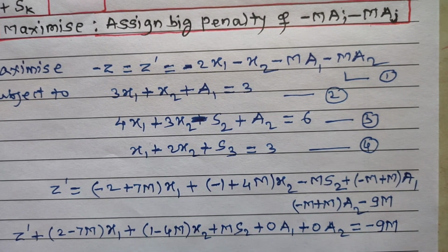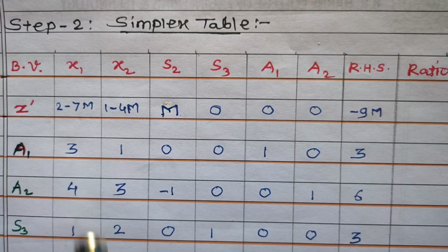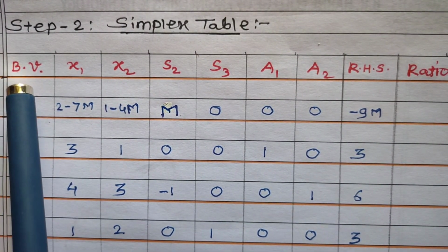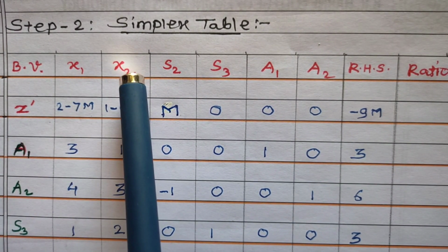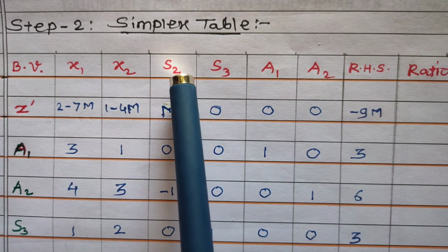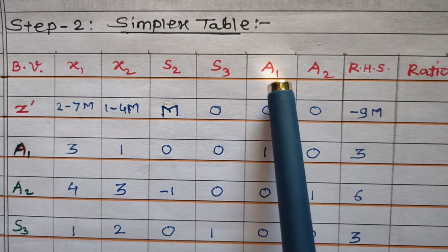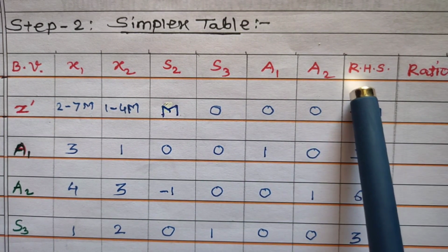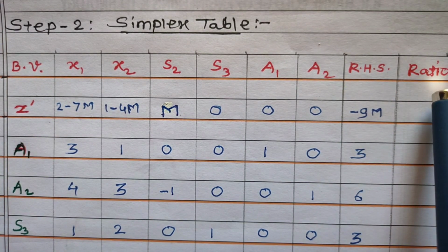Okay, this is the objective equation. This is the standard form. Now step number 2. In step number 2, we have to prepare the simplex table like this. First column: basic variables. Second column: decision variable x1. Third column: decision variable x2. Fourth column: slack variable s2. Fifth column: slack variable s3. Sixth column: artificial variable a1. Seventh column: artificial variable a2. Eighth column: right hand side constants, and ninth column for obtaining the ratio.